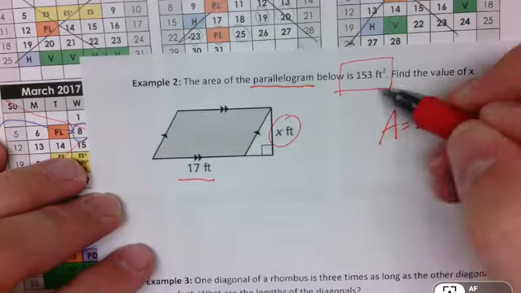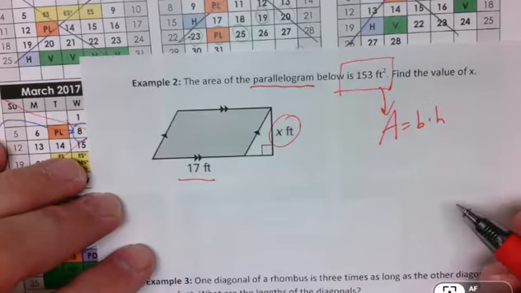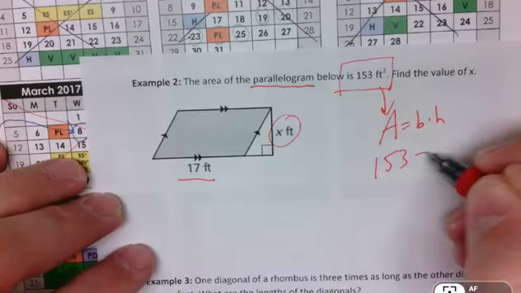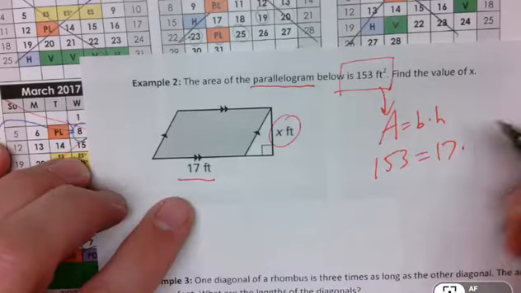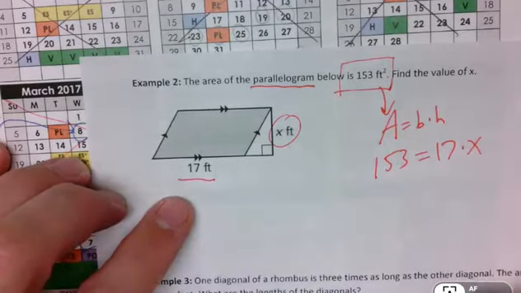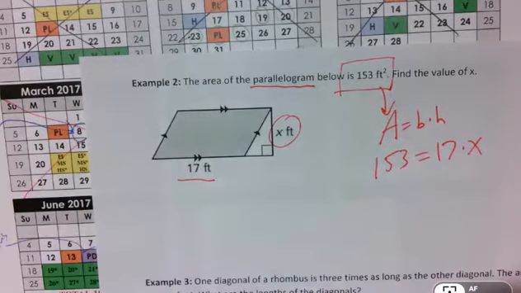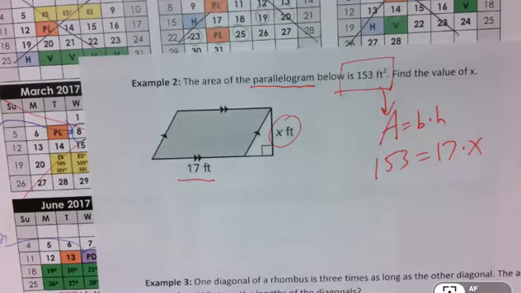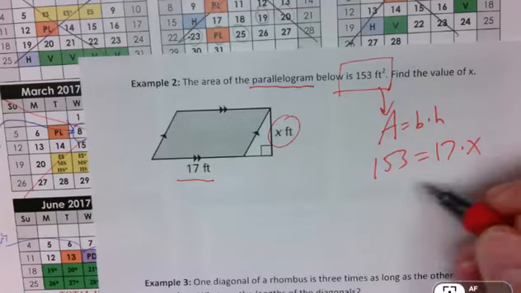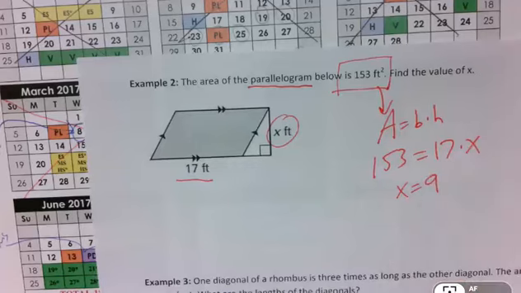The area is actually 153. So 153 equals the base, which is 17, times the height, which is x. And then we just solve that the usual way, and you should get, let's see, is that 9? Double check here. I think it's 9. 153 divided by 17 is 9, so x ends up being 9.